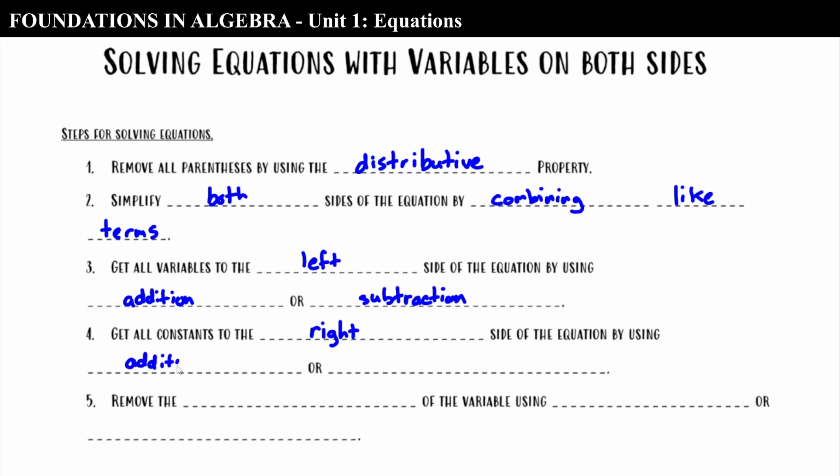And if you think about it, think back to all those examples that we did in the last section. These are the steps you're already doing. We're just writing them all down in one place for you now. Then we will remove the coefficient. Remember, the coefficient is the number in front of the variable. We're going to remove the coefficient of the variable using multiplication or division.